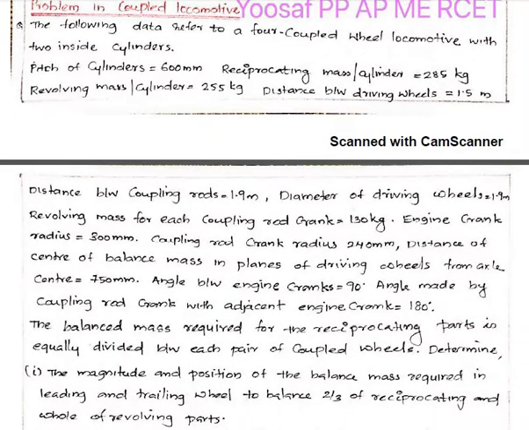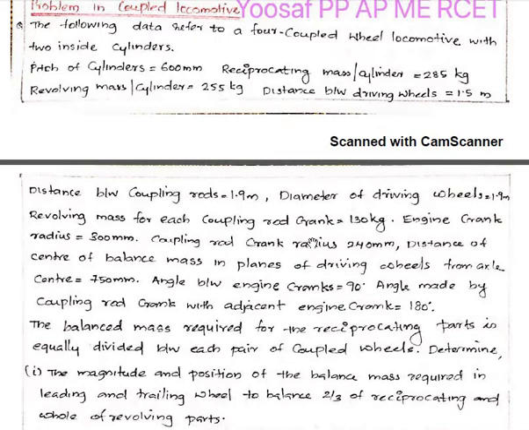The following data refer to a four-wheel coupled locomotive with two inside cylinder engine. Two inside cylinders and four coupled wheels are there. Pitch of the cylinders is 600 mm. Reciprocating mass per cylinder 285 kg. Revolving mass per cylinder is 255 kg. Distance between driving wheels 1.5 meter. Distance between coupling rods is 1.9 meter. Diameter of driving wheel is 1.9 meter.